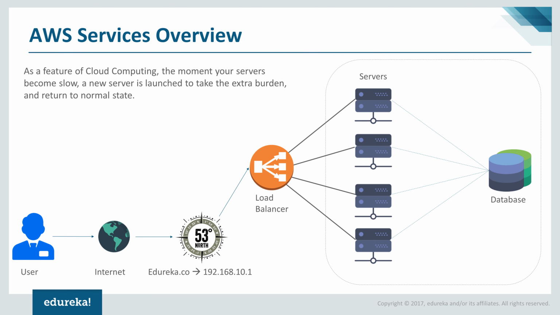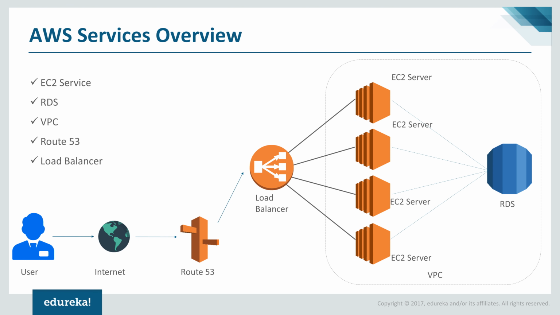But now, having seen this architecture and how it works, let's look at how these components will look from the AWS perspective, right? So when you talk about AWS services, the DNS server that we discussed is called Route 53. The web servers that we discussed are EC2 servers. The relational database is RDS. The network in which these components will be enclosed is VPC. And the load balancer is again load balancer.